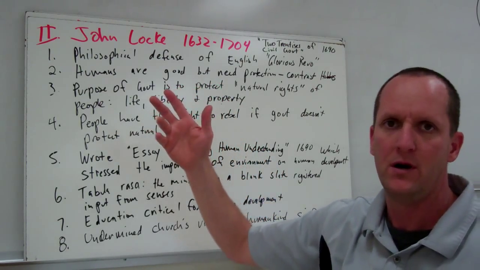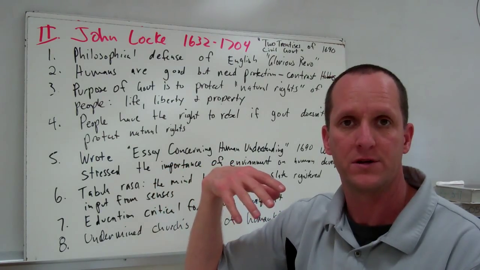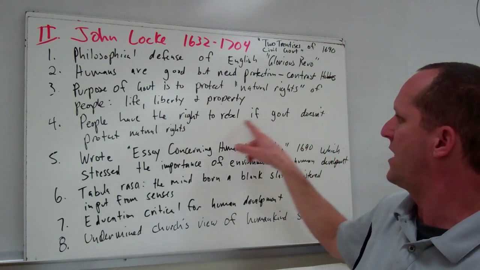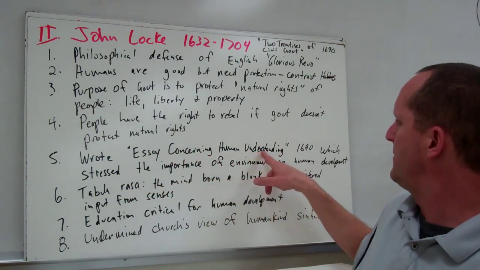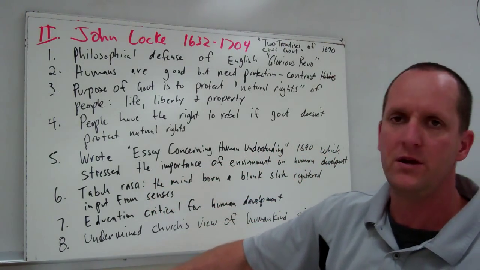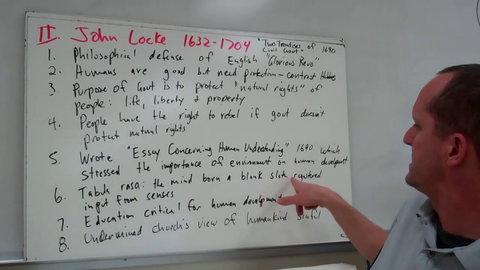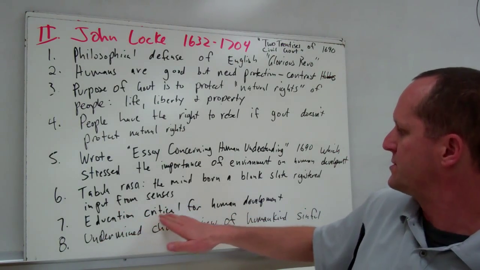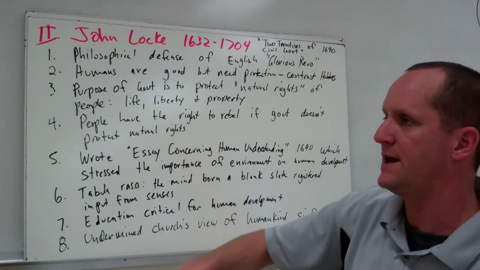I mean, this is very similar to our Constitution, which the writers of our Constitution in the United States took a lot from John Locke. People have the right to rebel if government doesn't protect natural rights. He wrote the Essay Concerning Human Understanding, 1690, which stressed the importance of the environment on human development. Tabula rasa, the mind born a blank slate, registered input from the senses. Education at this time is critical for human development. Undermined church view of humankind as sinful.